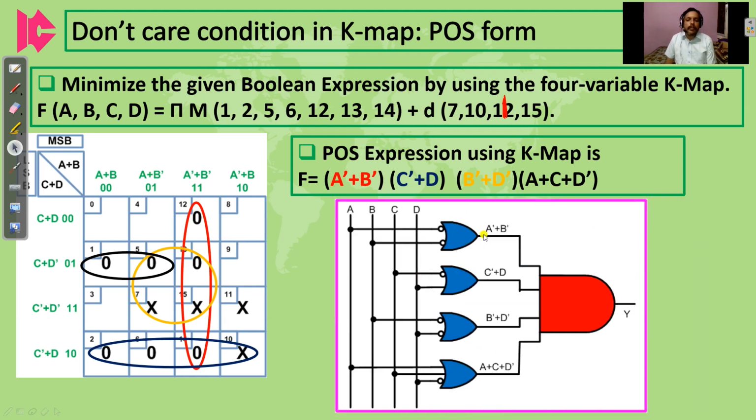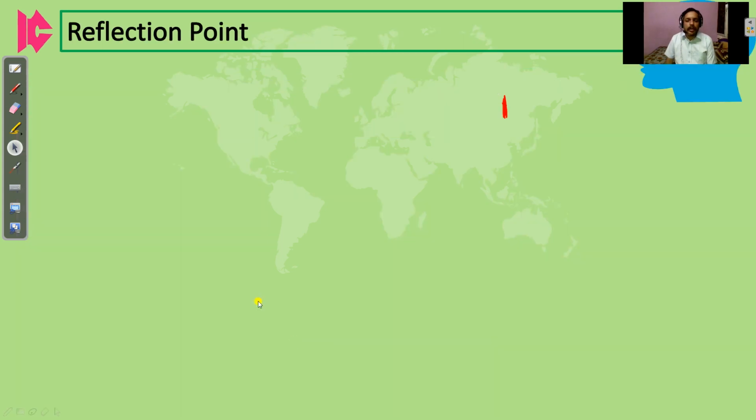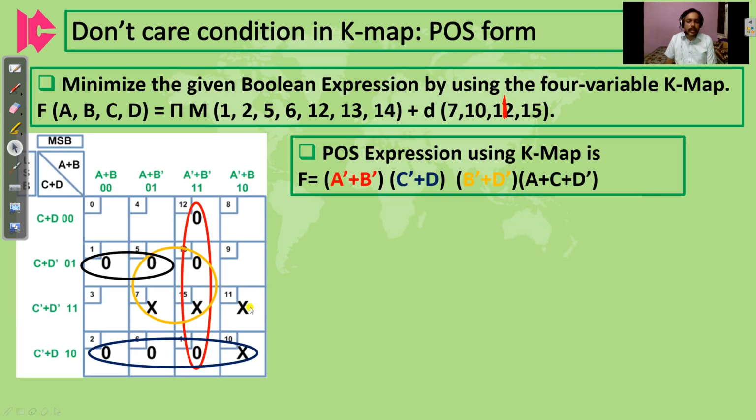So this can be implemented using 4 OR gates and 1 AND gate. Here again, if you see clearly, this don't care is neglected. It is not included in any combination. So if the don't care is helping you, then you include it in the grouping, otherwise you can ignore it in the grouping.